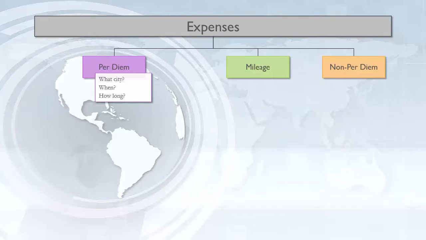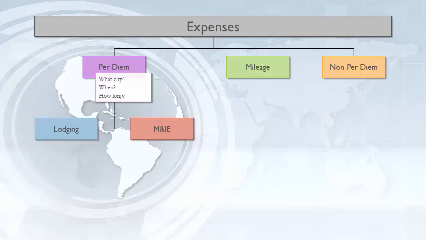PROCAS Expense collects this information in what we've called your itinerary. Your expense report will use the cities, dates, and times that you have recorded in your itinerary and match them to the rates published by the Defense Travel Management Office to determine the proper per diem rates to use. The per diem expenses are further categorized into two subtypes: lodging and meals and incidentals expense, commonly known as M&IE.